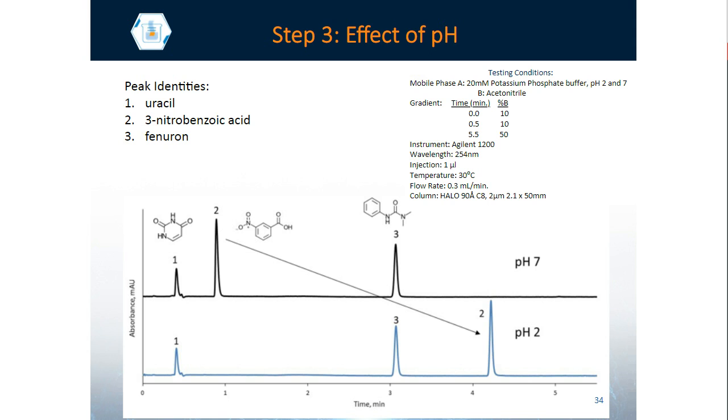So you have to be careful to use a pH that is 2 units away from the pKa of the analytes in the separation, or else the compound could possibly exist in 2 different forms, which could show itself as split peaks or a kind of odd peak shape.